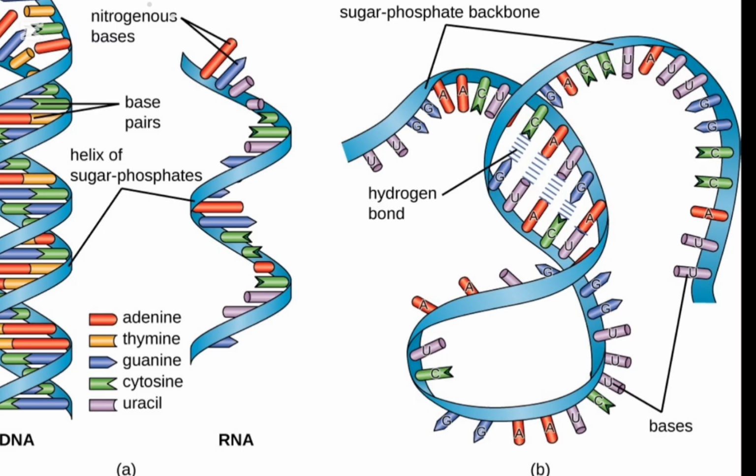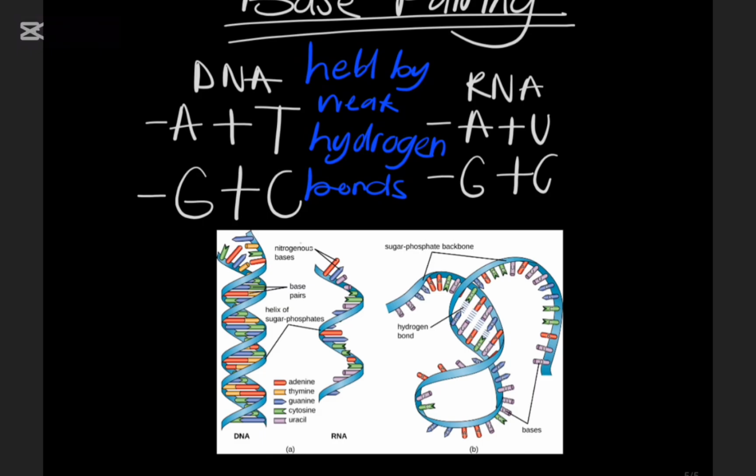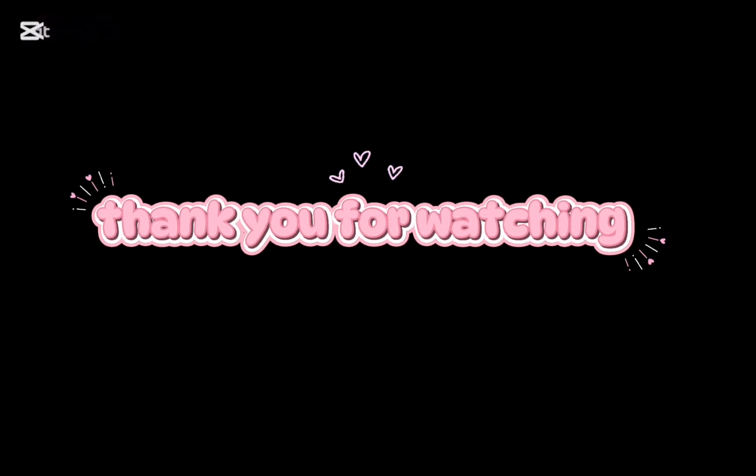Not that this is real. I don't think this is realistic, that one strand connects with itself. I think it's just an example. Yes, held by weak hydrogen bonds. This is basically what goes on during base pairing. A plus T, adenine and thymine, guanine and cytosine, held by weak hydrogen bonds. And then in RNA, adenine and uracil, guanine and cytosine.